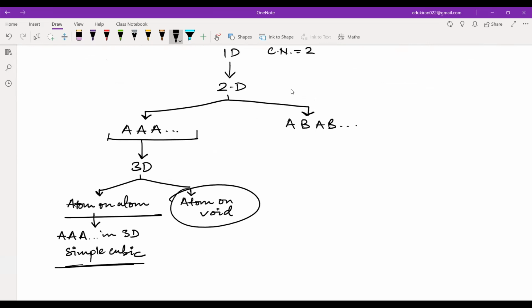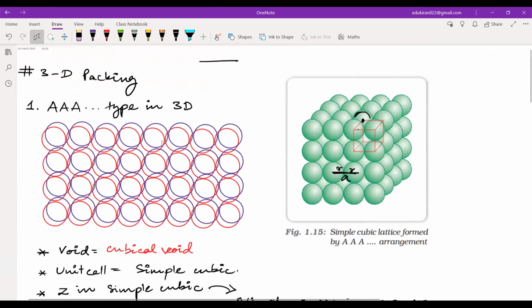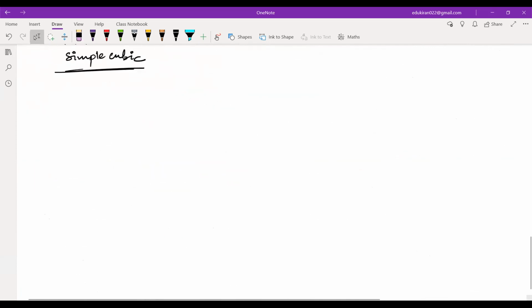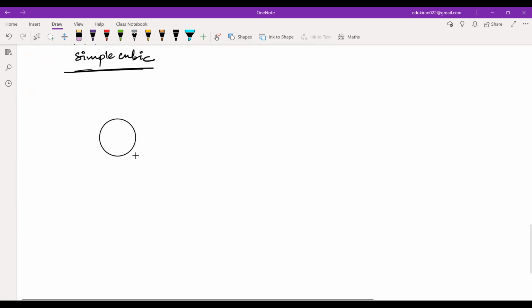Okay, when we have the AAA base layer, then what is going to be the arrangement if I put the atoms on void? So I think I need to draw the AAA first. First of all, we will draw the whole thing, and then we are going to name the packing, right?